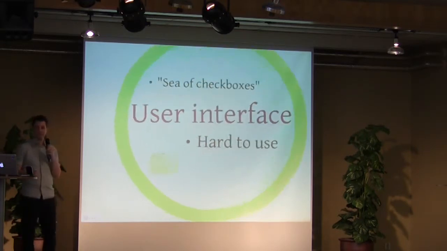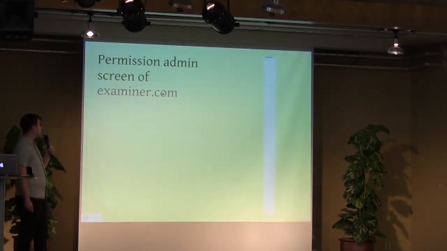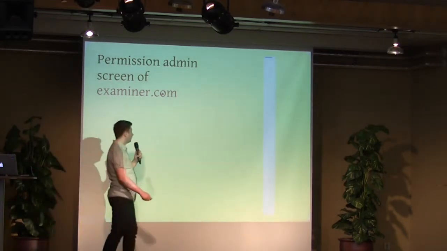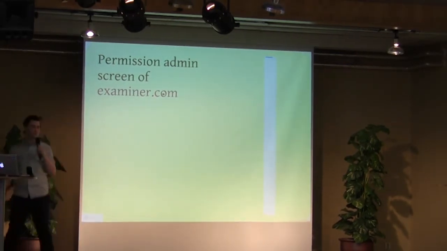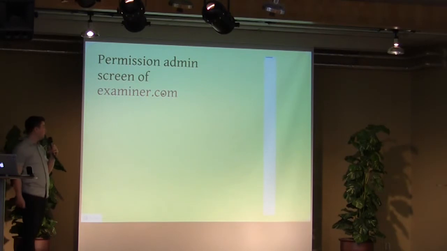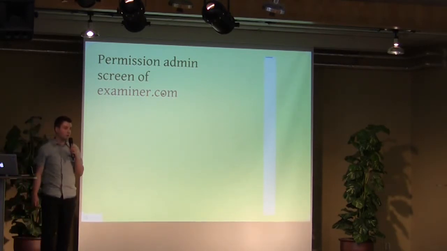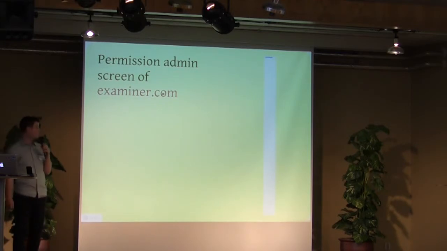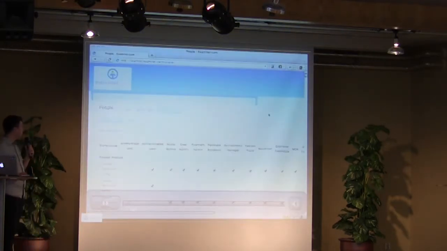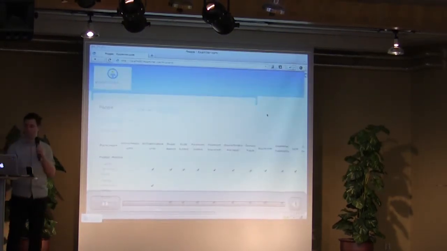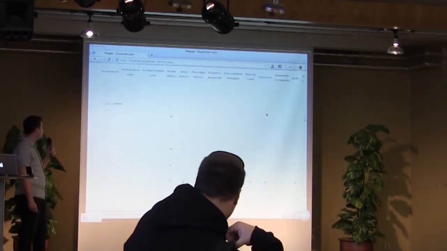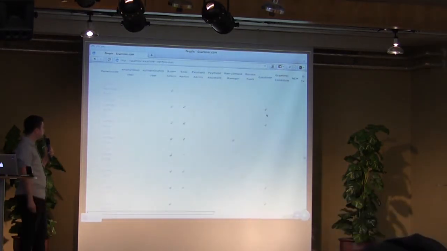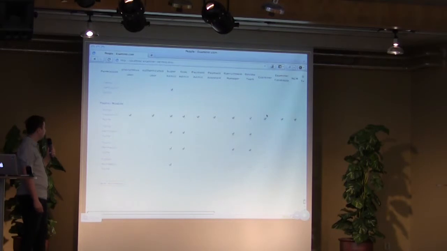Let me show you an example. This is the permission screen of examiner.com. You can see it right here. Examiner.com is one of the top 100 websites in the US. And they built examiner.com with Drupal 7, and they actually launched the website before Drupal 7 was released. So I made a video about this screen. Sorry about the quality. But I think you get the point. A lot of permissions, they have a lot of roles, and it's really hard to manage.